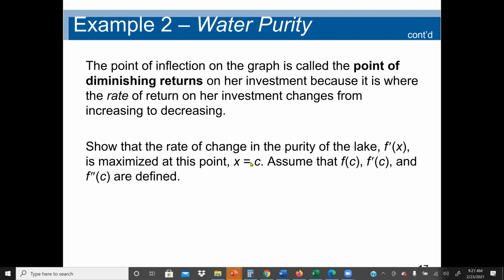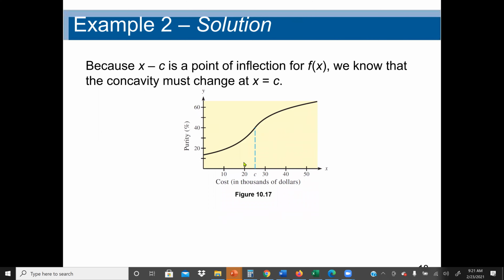So after this point, this is the point where we get more, it's maximum, more returns. Below or above, it decreases. So if that's the case, here we say because C is a point of inflection for F at X. C is here, so we are assuming this is our X axis. So C is the point of inflection for F. We know that the concavity must also change at X equal to C.